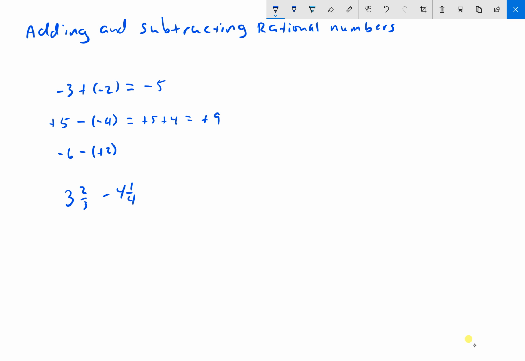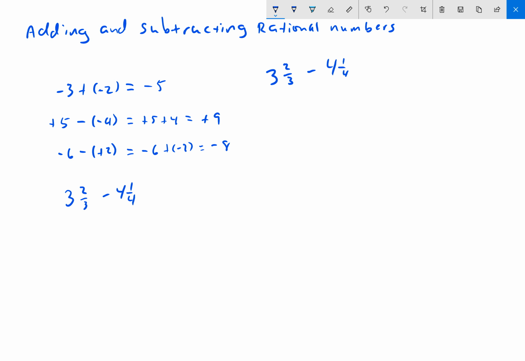Here I have a -6, and I want to take away 2 positives. So once again, I can't take away 2 positives from a -6. But what I can do is add 2 negatives. So I have a -6, and I'm going to add 2 negatives. I'm going to get 8 negatives. So now you might say, well, what if I had 3 2/3, and I want to take away 4 1/4?